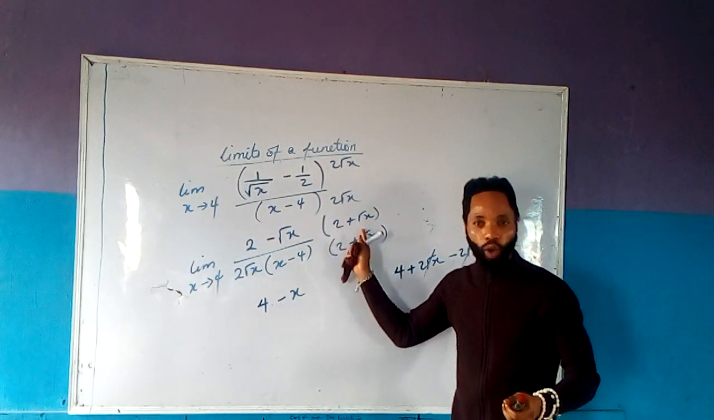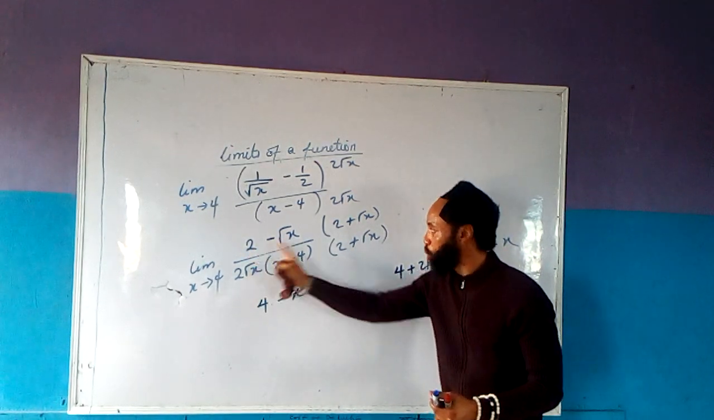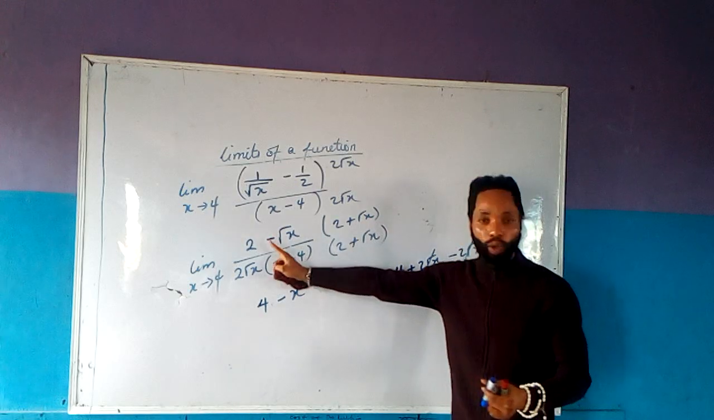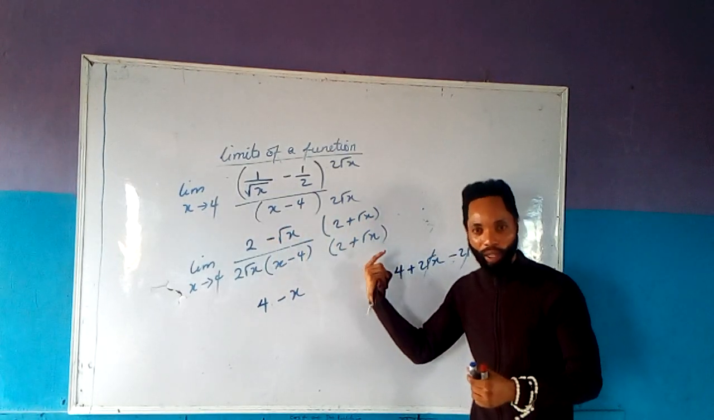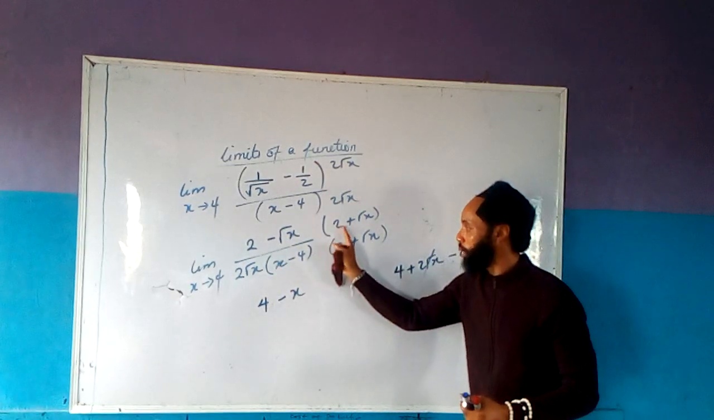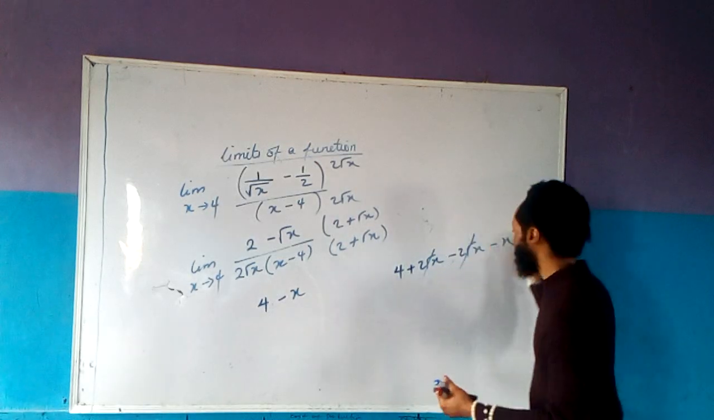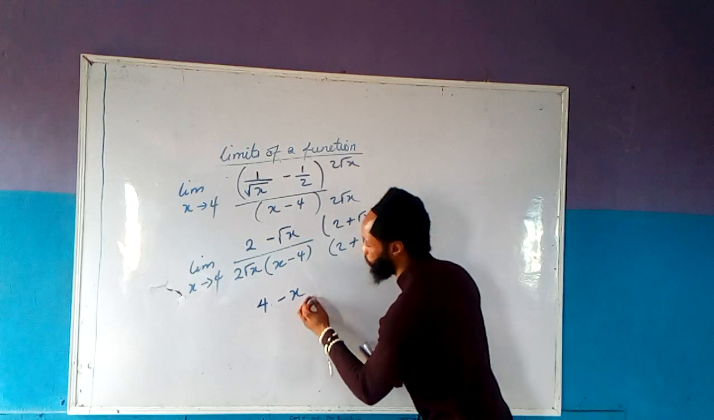Because conjugate means the 2 terms have the same number, 2 root x with x. The only signs are positive and negative. Once you have the same number with opposite signs, that's the conjugate. So that's what you do in a case as such. You just multiply this, you don't need to foil. Before you still get the same thing anyways. So this is what we have now.